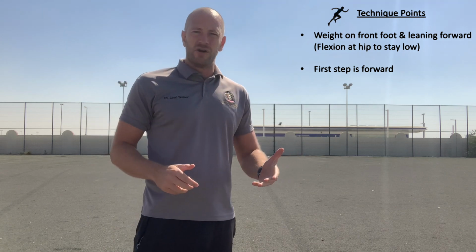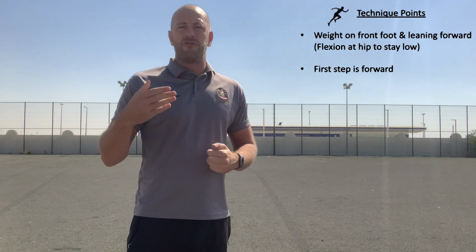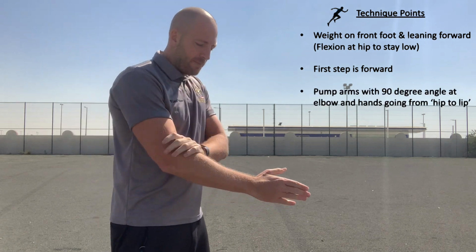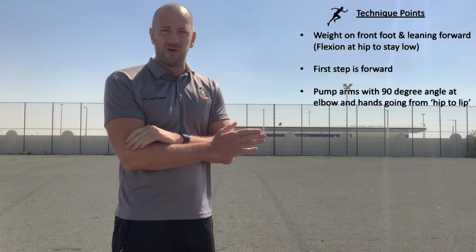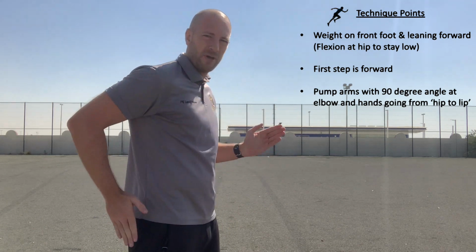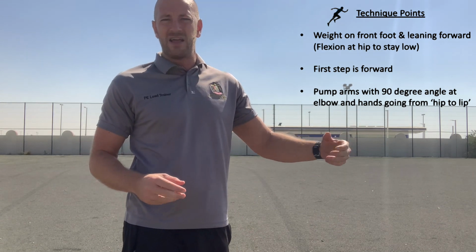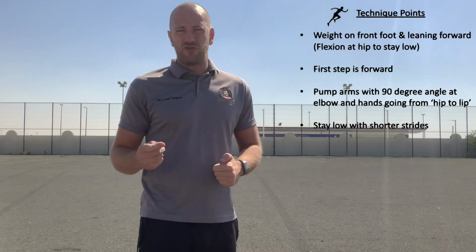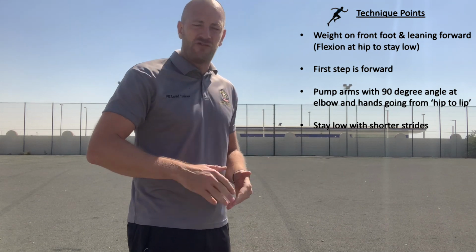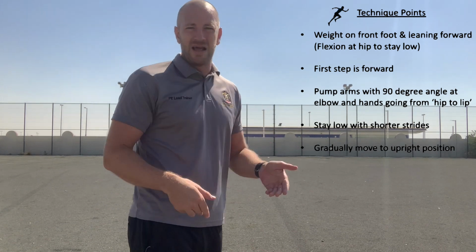Then throughout the drill, use your questioning skills, see the link down below, to get out further technique points. So other technique points you want to cover are keeping the elbow at a 90-degree angle, and then arms should be pumped hard from hip to lip, like so. And then those first strides, they should be short in length. So short strides to start with to gain that momentum, and then as you slowly come into an upright position, your stride length gets longer.